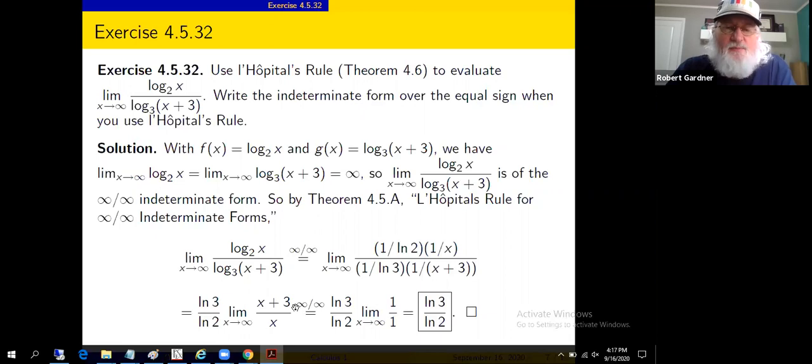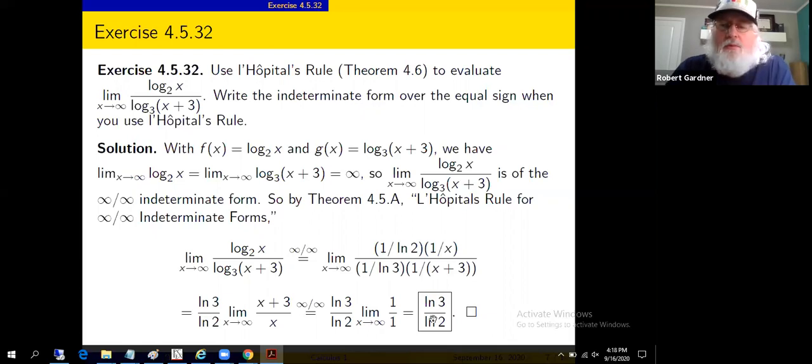The derivative of x plus 3 is 1. The derivative of x is 1. So that limit is 1, and then we've got the natural log of 3 divided by the natural log of 2 as a coefficient. So that must be the value of the limit. Can you simplify this?